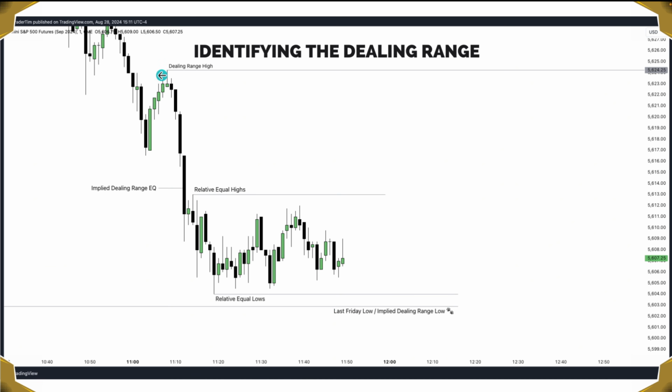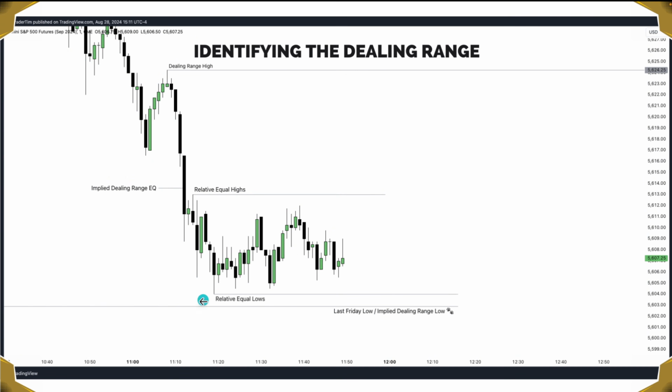So this is our refined dealing range high. This is our implied dealing range low. Now this is important. If our bias and our assumption is that price is going to continue lower to this liquidity pool here, I'm going to use, since it's in close proximity, this last Friday's low as my implied dealing range low as opposed to this.